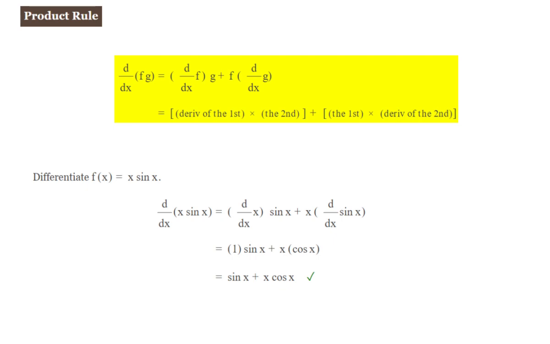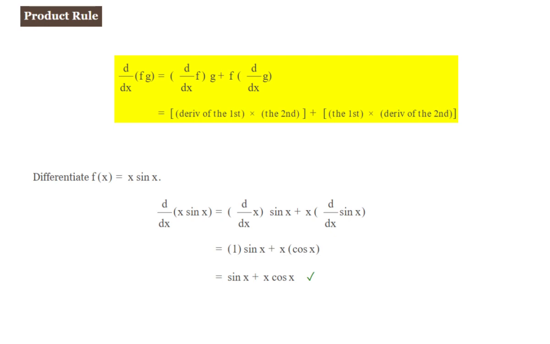Since the function is the product of two separate functions x and sin x, we must use the product rule. Recall that derivative of x is 1 and derivative of sin x is cos x. So let's see how to apply the product rule.